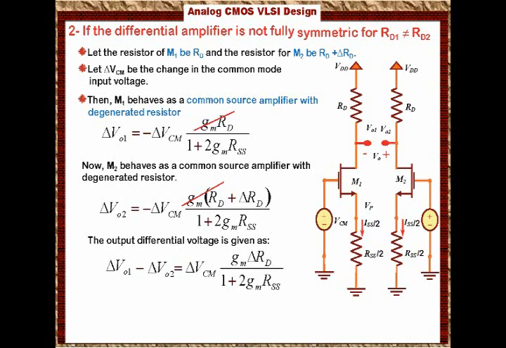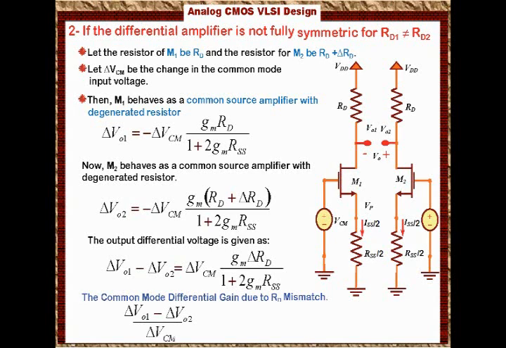Now we can define the common mode to differential gain due to the mismatch in RD to be A common mode-differential, equal to Vout1 minus Vout2 over delta V common mode, and that will equal gm times delta RD over 1 plus 2 times gm times RSS.